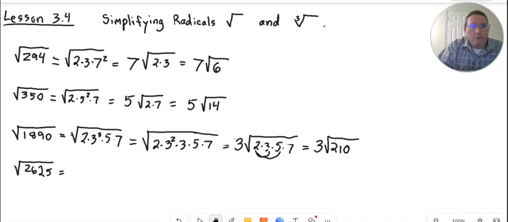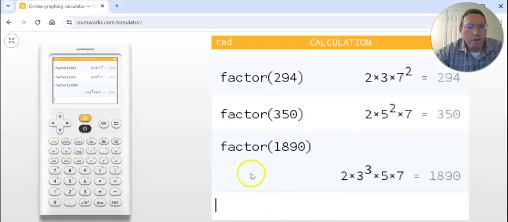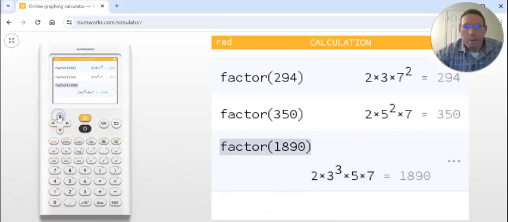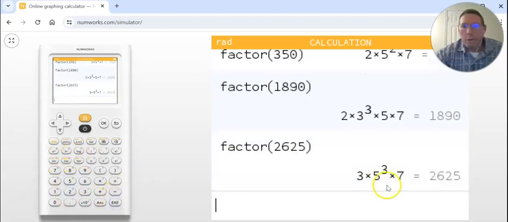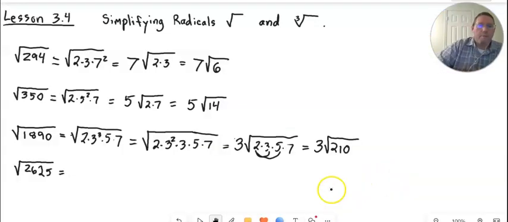And then this one down here, 2625, we're going to put that in NumWorks. It's 2625. Execute, and we get 3 times 5 cubed times 7. So you have the square root of 3 times 5 cubed times 7.